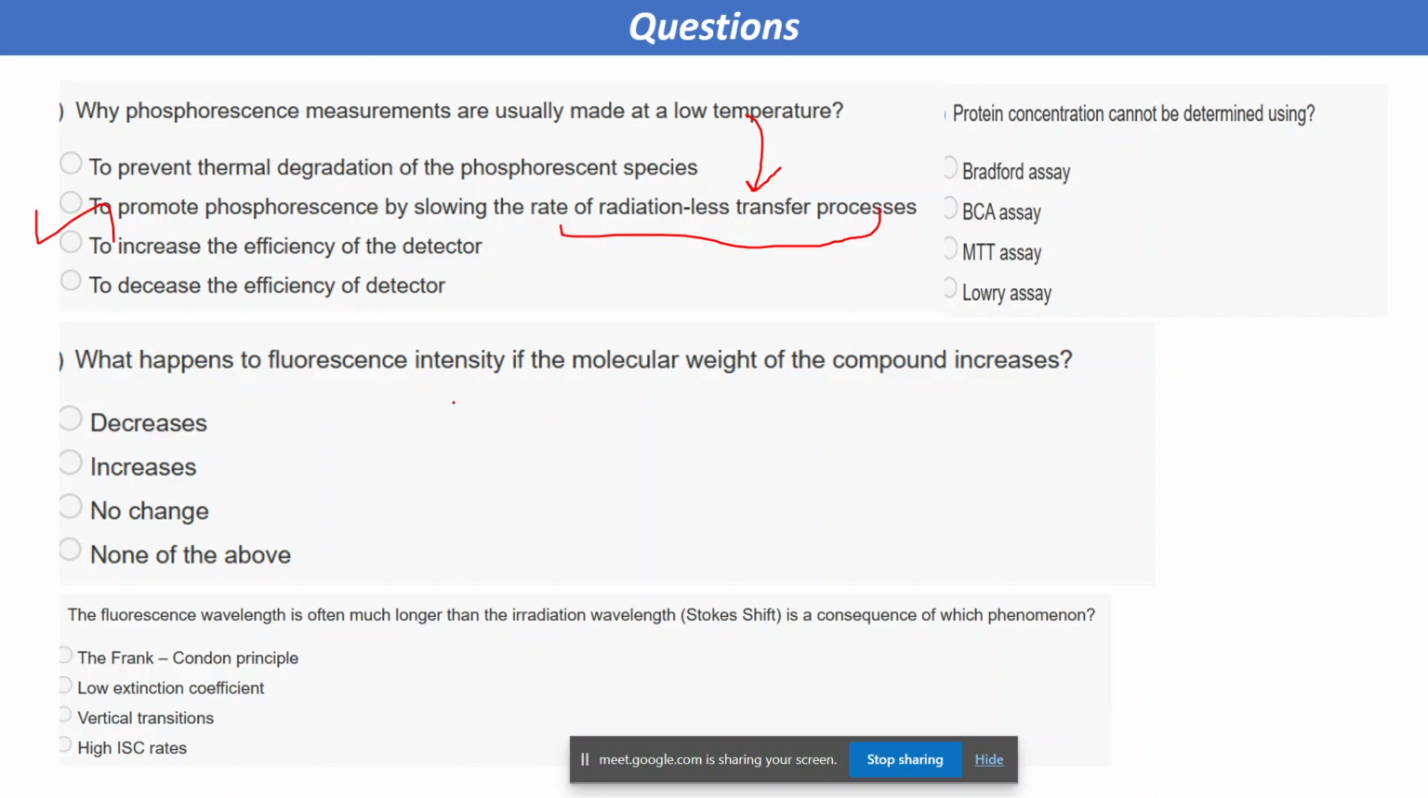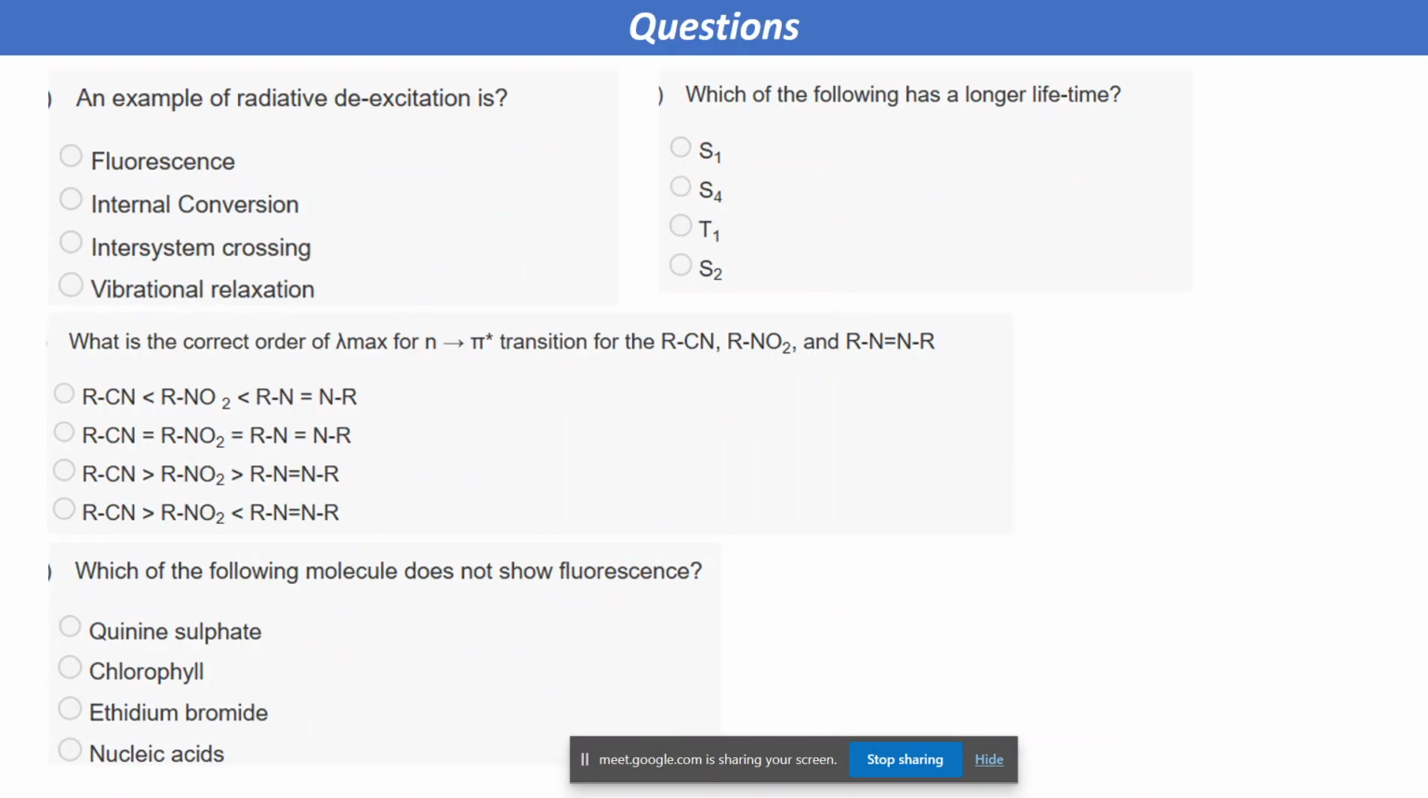Then fluorescence intensity decreases if molecular weight is increasing, as the fluorescence polarization increases. Then why is the emission wavelength longer? It is a consequence of the Franck-Condon principle. Then protein concentration cannot be determined by the MTT assay. It generally determines the metabolic activity. So this is all we discussed.